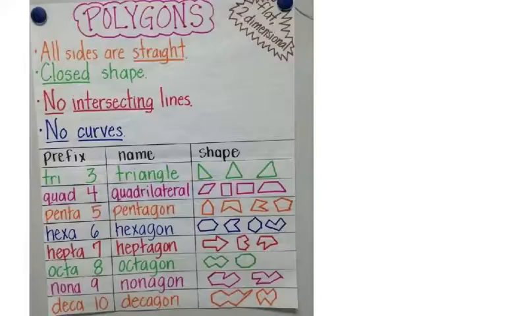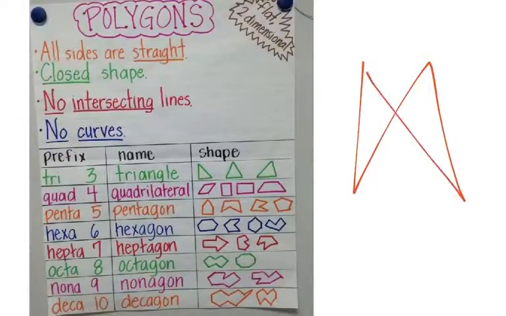Let's review what a polygon is. Well, it's a closed shape where all the sides are straight. There are no intersecting lines and no curves. What we mean by no intersecting lines is you're not going to have something like this and call that a polygon, okay? Because these lines are intersecting in the middle.